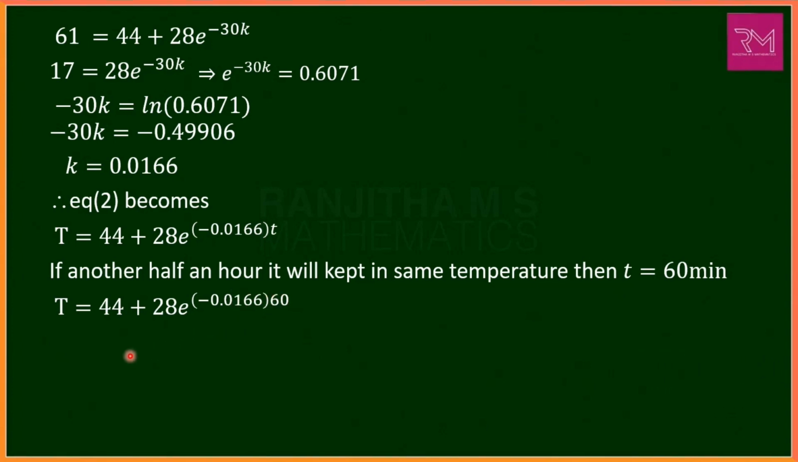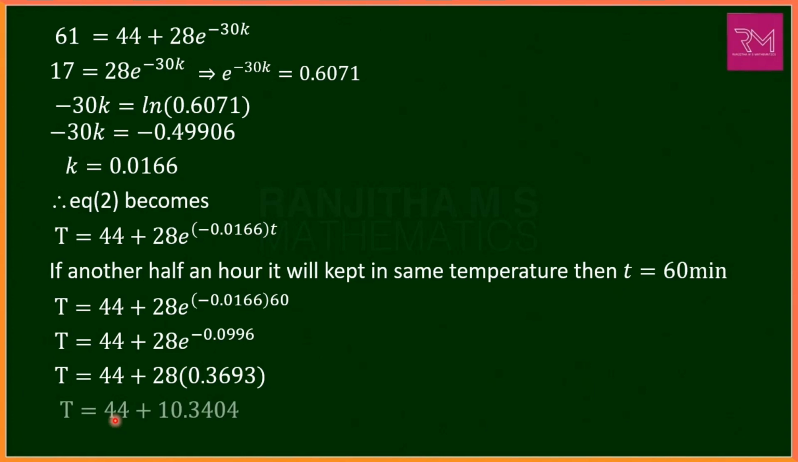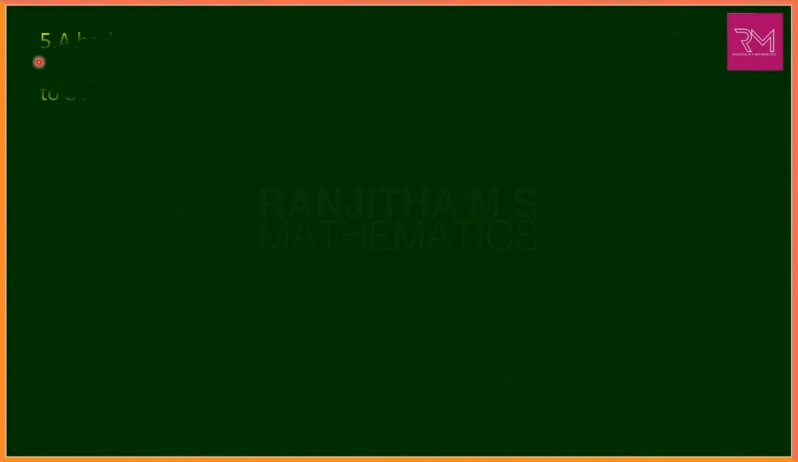Multiplying this value, we get T equals 44 plus 28 into exponential power of minus 0.0996. Exponential power minus 0.0996 gives a value of 0.3693. We multiply this value with 28 and get T as 44 plus 10.3404. Adding this value to 44, we get the temperature of the mineral water as 54.3404 Fahrenheit. This is the temperature of the mineral water at time t equal to 60 minutes. This completes the problem. Here is another problem.